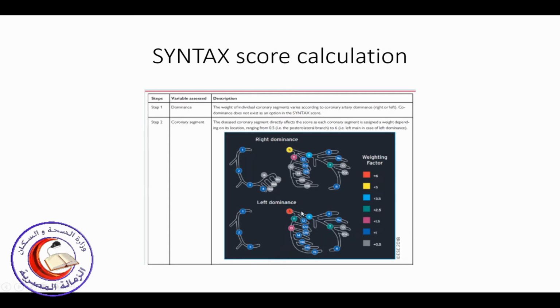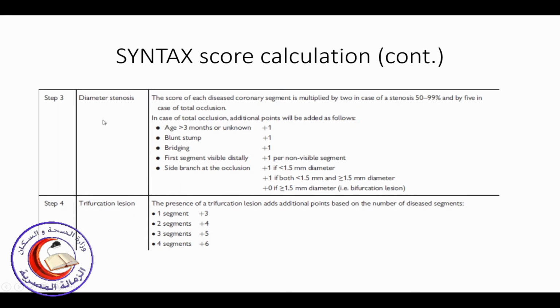Then you look at diameter stenosis. If the diameter stenosis is between 50 and 99, and 5 times in the case of occlusion if it's more than that. In the case of total occlusion, more questions will arise if it has been more than 3 months, which is the chronic total occlusion. If the stump is blunt, a little bit more difficult in crossing the lesion. Bridging collaterals, again, is a difficult problem that increases the complexity and favors a little bit bypass surgery. If the first segment is visible distally, or the side branch at the part of total occlusion, these will enhance or show the difficulty or possibility of success in PCI.